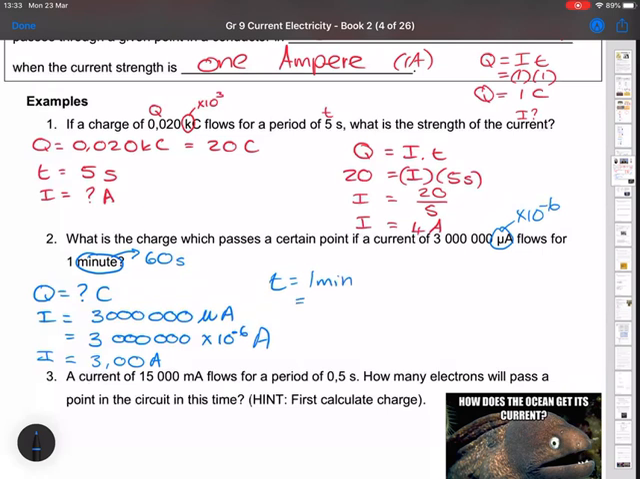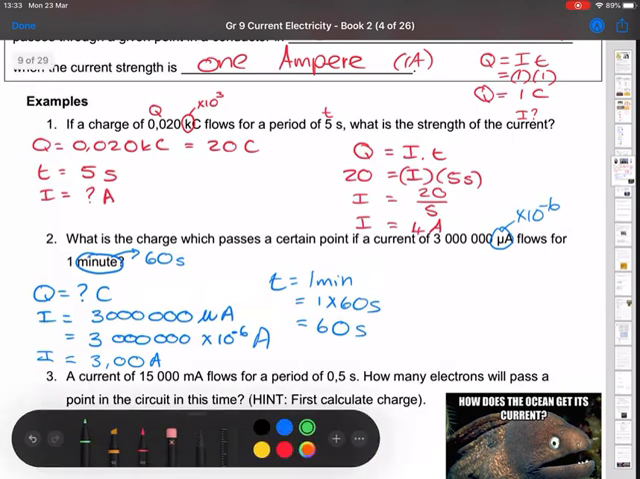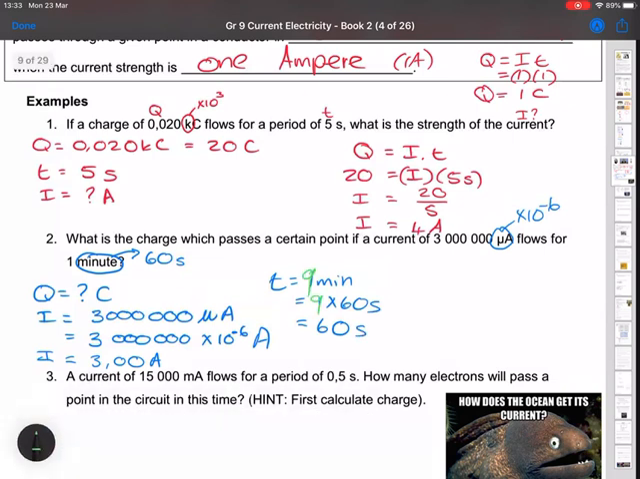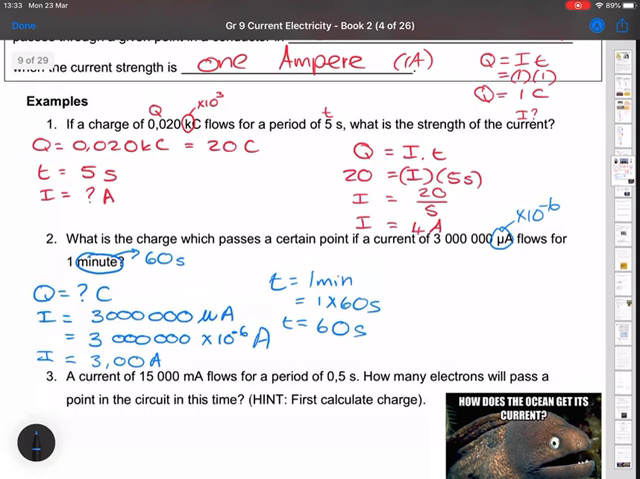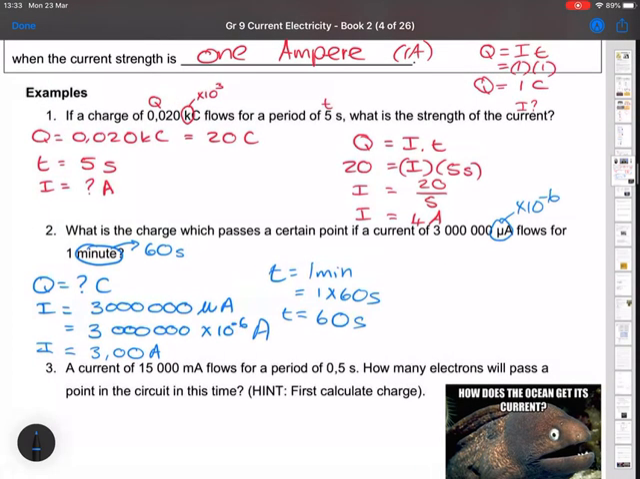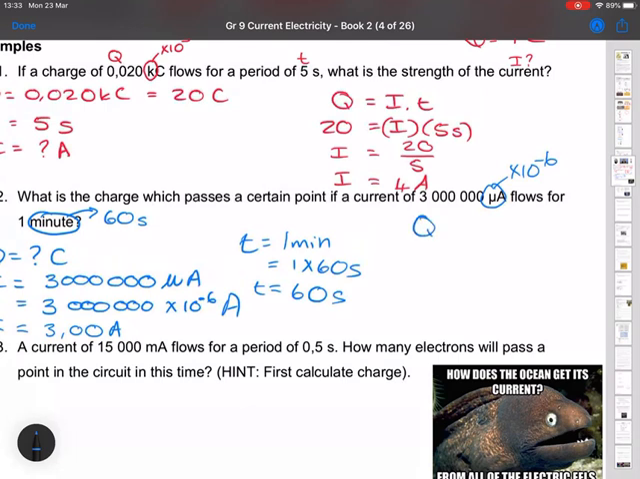Our time is 1 minute, which is equal to 1 times 60 seconds, which is 60 seconds. If, for example, you had a question that gave you 9 minutes, it would be 9 times 60. All right, let's substitute that into Q equals IT. So current is 3 amperes. Time is 60 seconds. And 60 times 3 will give us a charge of 180 coulombs.